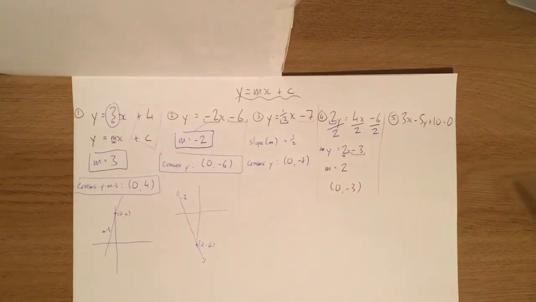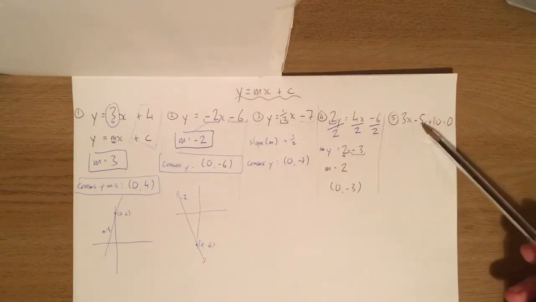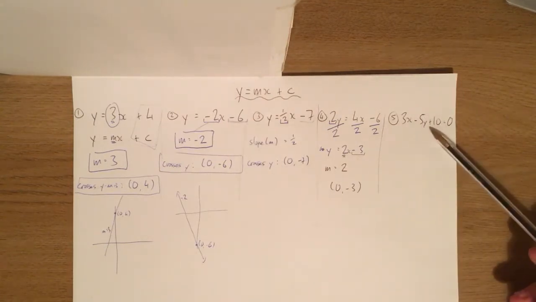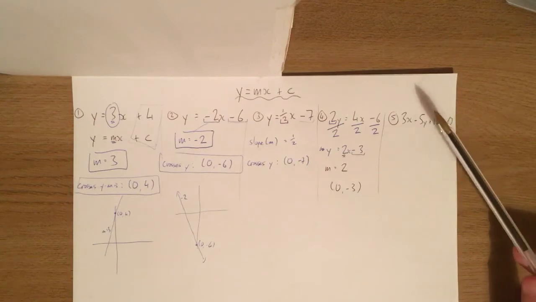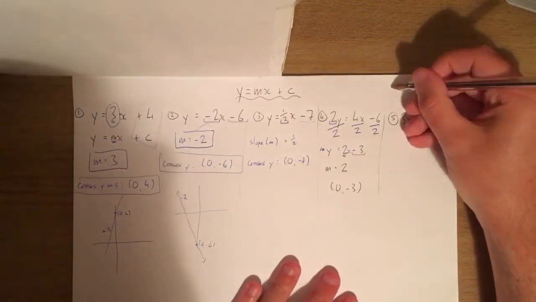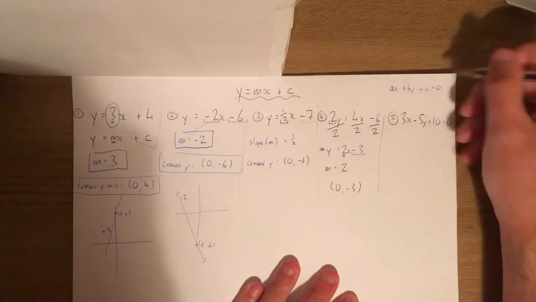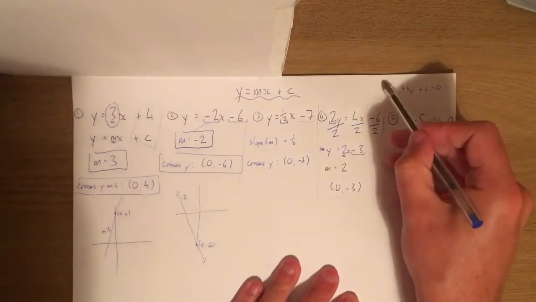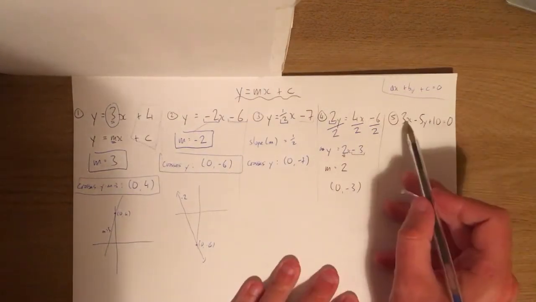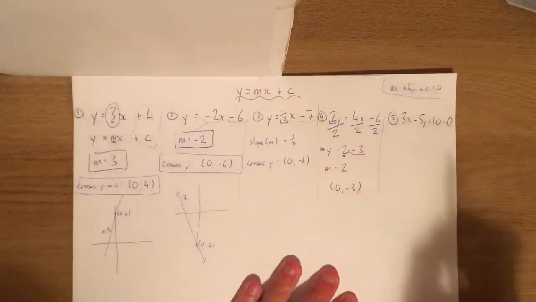Next one then is another one which is not in the form I need it to be to do this. So if I was asked for the slope, or where this one crosses the y-axis, it's currently 3x minus 5y plus 10 equals 0. That's actually in the form ax plus by plus c equals 0. That form we were always trying to get our equations into when we were getting them. So that's a really common other form for the equation to be in. I won't worry too much about that for now.